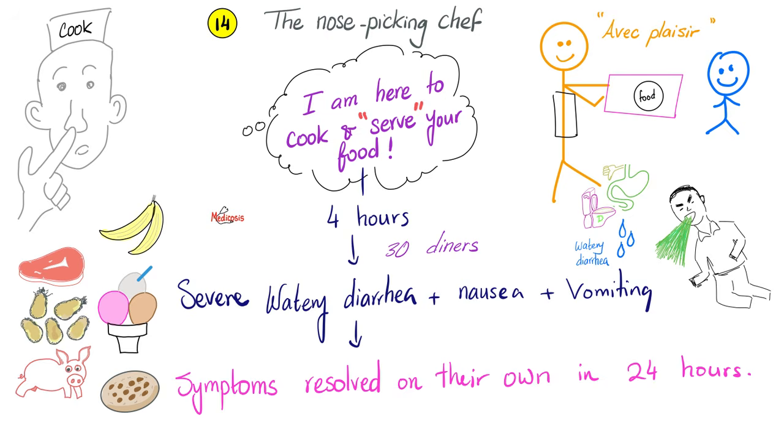And served you were, because 4 hours later you developed severe watery diarrhea, nausea, and vomiting. It's not just you. 30 diners in the same restaurant. Symptoms resolved on their own in 24 hours. But they were severe. What did he serve me? All kinds of goodies. There were eggs, there was meat, some dairy products, some ham, some potato salads, etc.